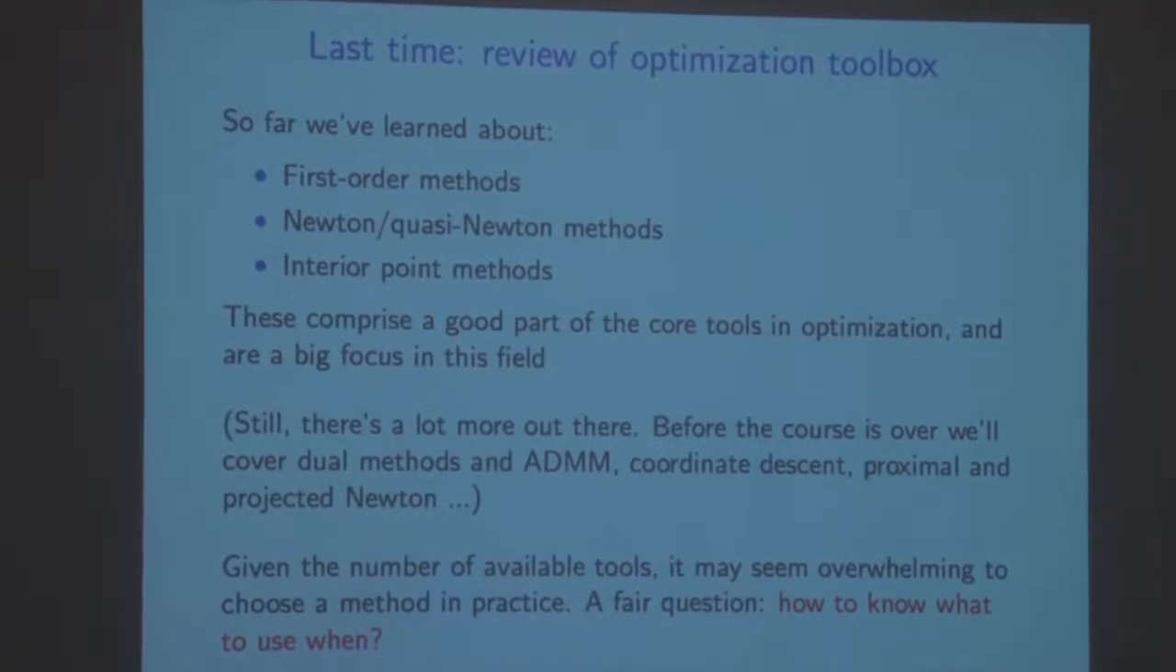And then interior point methods, which build on second-order methods and extend them so that we can handle constraints by introducing barrier functions. So these three broad classes of algorithms comprise a good part of the core tools in optimization. And in most courses that aren't taught out of an ML department, these might be all that you learn, because this is a good chunk of the optimization core.